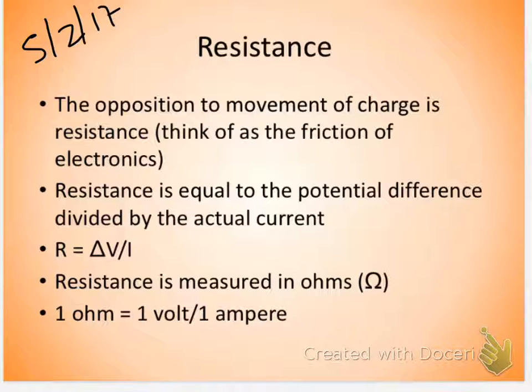Ohms are the measurement that we use to measure resistance, and it's given with the Greek letter omega. You'll get good at drawing these. And 1 ohm is 1 volt divided by an amp. So it is a derived unit: 1 volt divided by 1 amp.